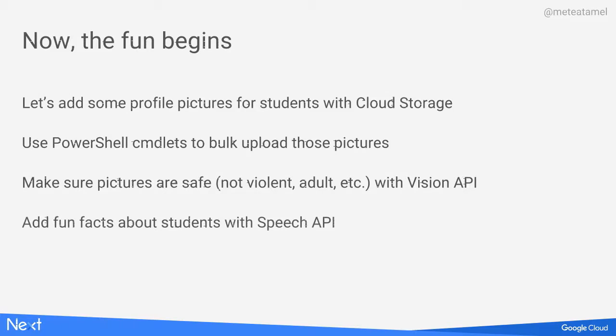And then finally, I want to add some fun facts about the student, something interesting about the student. But I want to make it so that the student can speak, and we will detect from their voice and convert that to text, and then enter that as fun facts. Doing this on your own is not that easy, but I can use something called Speech API. It's another machine learning API, where you can pass in a file with some sound, and it extracts the text for you. So that's what I want to add to my application.